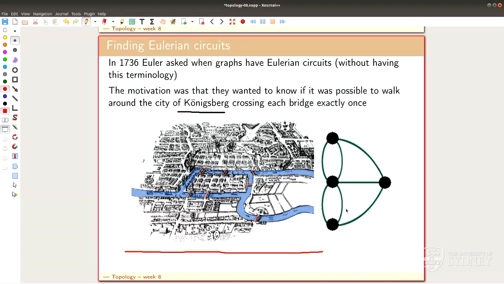People were asking a question, like a little puzzle: can we have a Sunday afternoon walk, just walking around, passing every bridge exactly once? So you just start somewhere here, and you want to pass every bridge exactly once. You do something like, oh, this doesn't quite work, so you do something like this, and you get stuck. People were wondering for quite a while whether this is possible, and then Euler came around, and Euler was of course very brilliant.